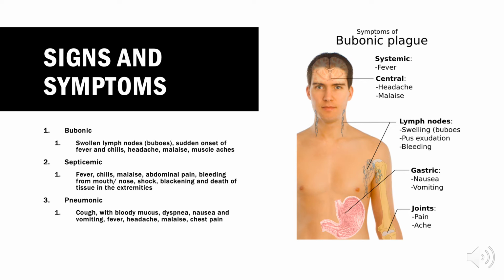Pneumonic is when you have a cough, so it's kind of like pneumonia, where you're constantly producing sputum. You're out of breath because your lungs are affected, and you have vomiting, you have the fever, headache, and also chest pain. Both septicemic and pneumonic can be very severe if not treated properly with antibiotics.